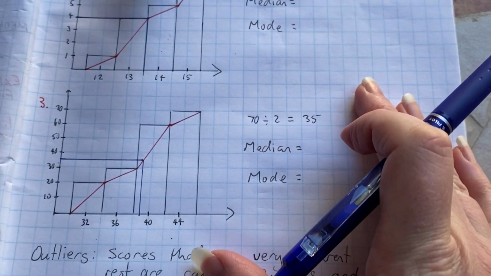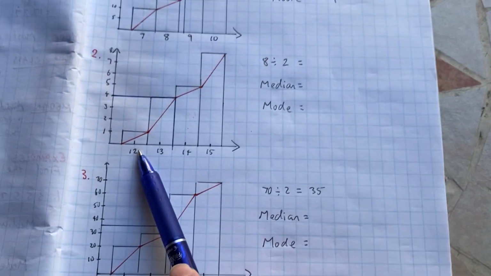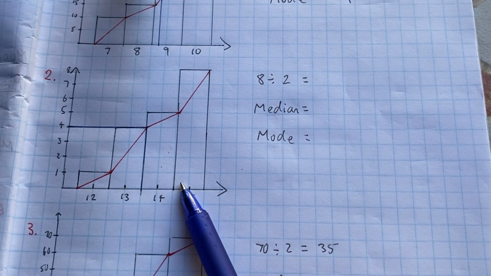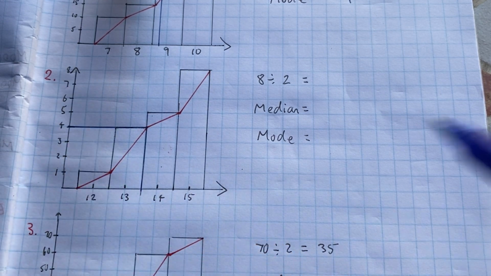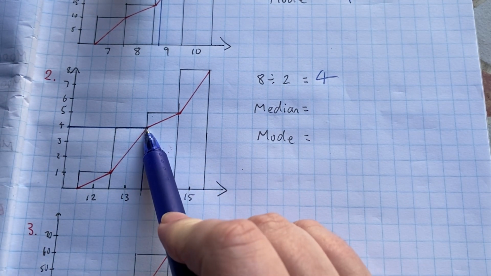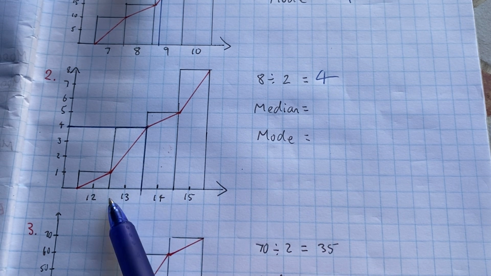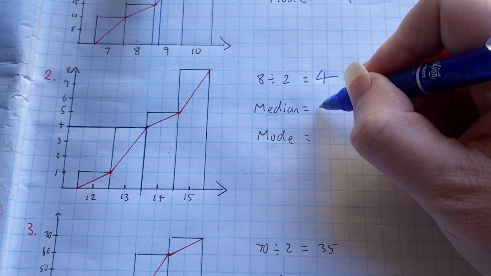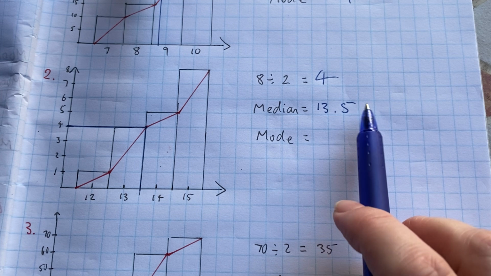In number 2, 12, 13, 14, 15 is our data. Our highest one goes up to 8, so half of 8 is 4, so a horizontal line of 4. Now this met the ogive at a joining point, so straight down from there means halfway between 13 and 14. So 13 plus 14 over 2, or 13.5 is our median, halfway between the two.